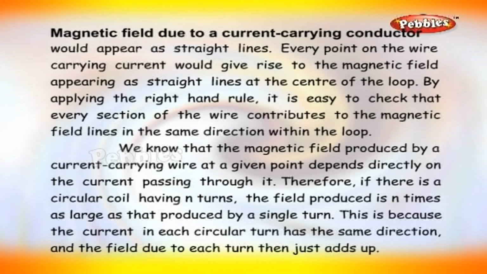By applying the right-hand thumb rule, it is easy to check that every section of the wire contributes to the magnetic field lines in the same direction within the loop. We know that the magnetic field produced by a current-carrying wire at a given point depends directly on the current passing through it. Therefore, if there is a circular coil having n turns, the field produced is n times as large as that produced by a single turn. This is because the current in each circular turn has the same direction and the field due to each turn then just adds up.